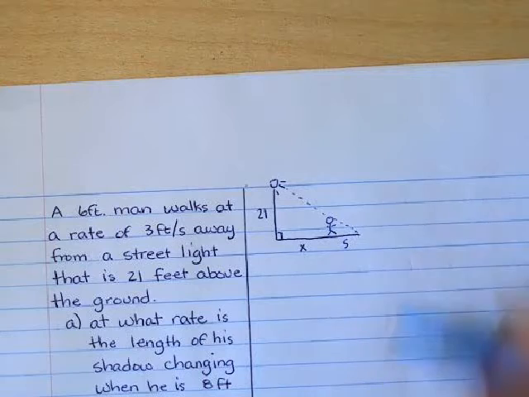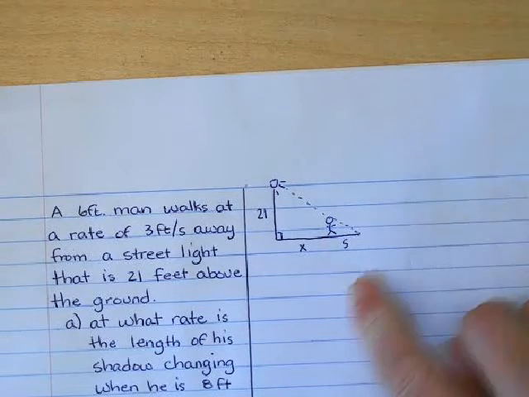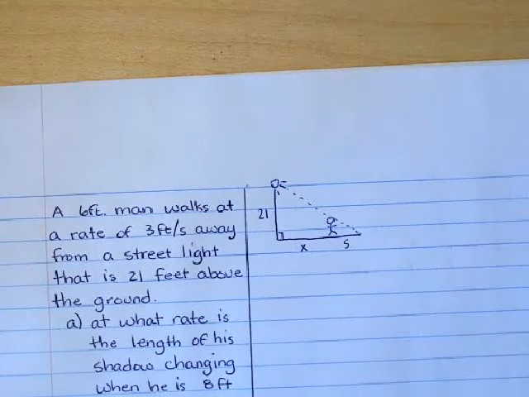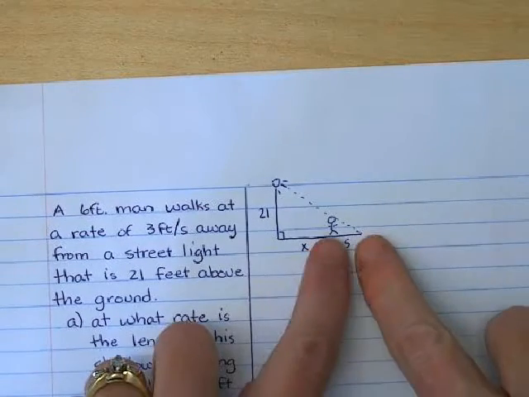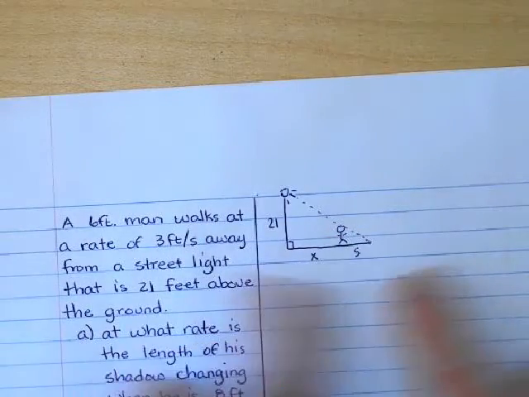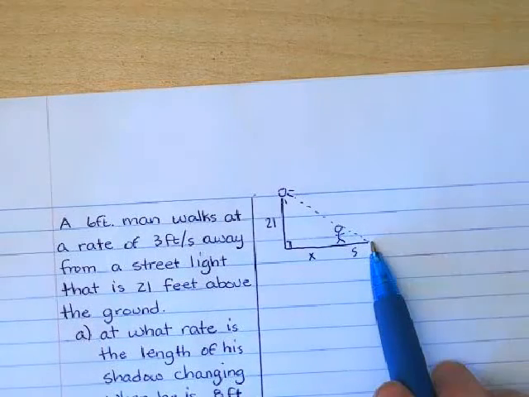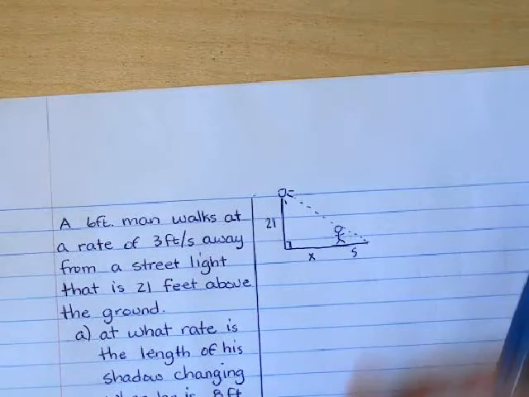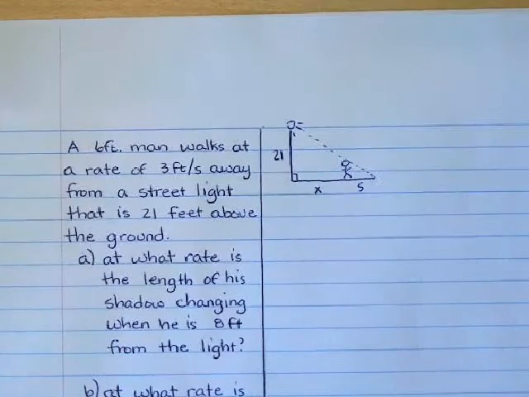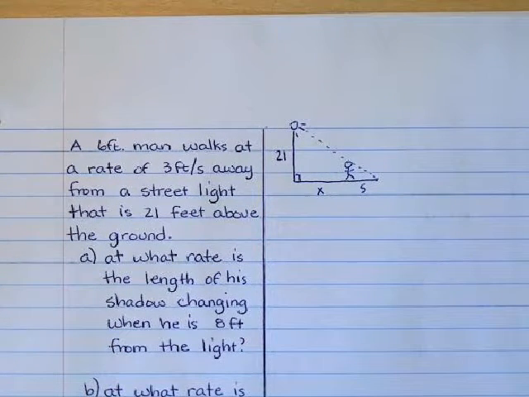And then the other question asks us for this point, the very tip of the shadow, what's the rate at which that's moving? So one is the length of the shadow, how is it changing, versus how fast is the tip of the shadow moving forward. What we have here really is similar triangles.